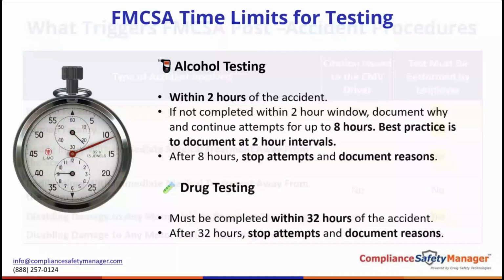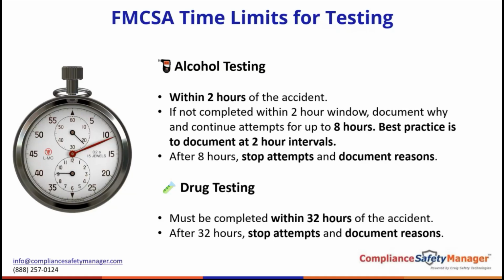Moving on, let's talk about one of the main components to consider in post-accident testing. How much time do you have to complete the required testing? Per the regulations, your goal should be to complete the alcohol test in 2 hours and have the drug screen collection completed within 32 hours. Maybe you're wondering why there are such different thresholds for alcohol and drugs. It's really a simple answer.